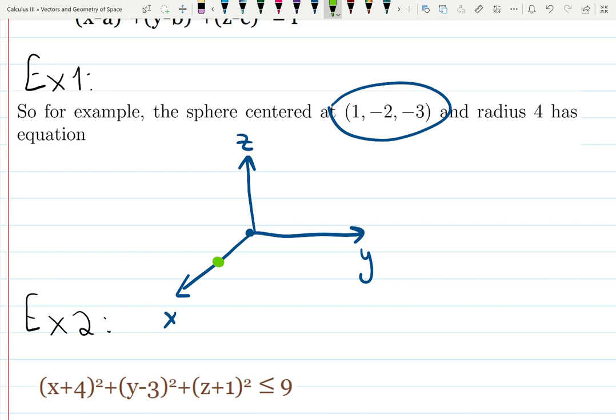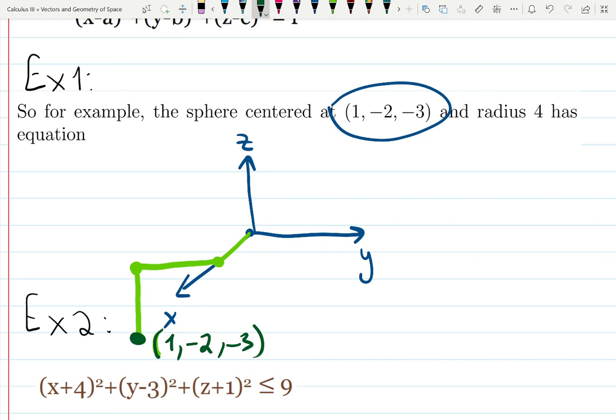Point 1 on the x-axis. So go to 1. Minus 2, to the left or to the right? Left, 2 units. Minus 3, up or down? Down by 3 units. So that is the center: 1, minus 2, and minus 3. That's very hard to read.